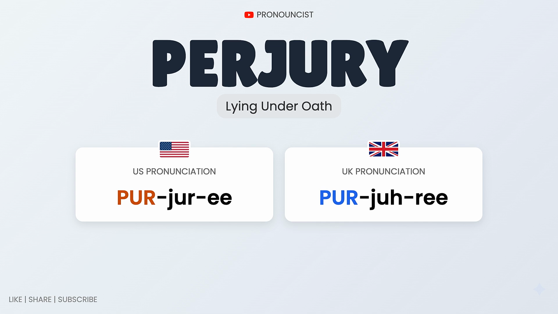Stress per and keep jur light. E is quick. Perjury. Practice repeatedly and you'll soon be able to say this word perfectly. The best way to practice is to repeat the syllable multiple times.